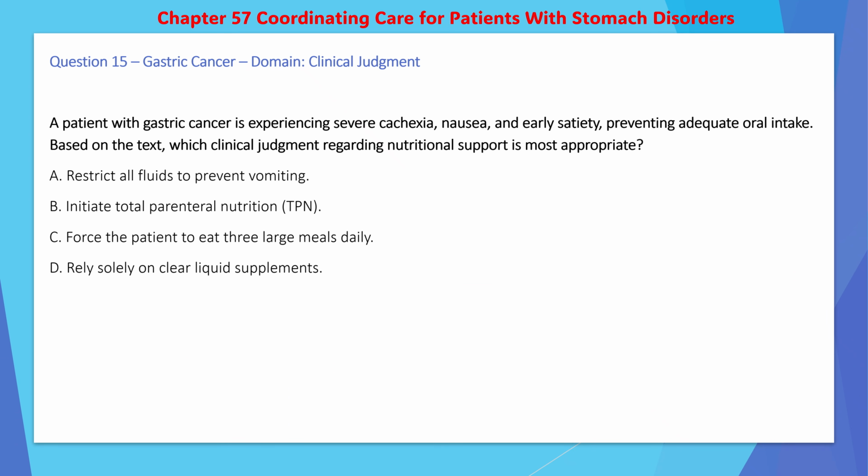In this question 15, gastric cancer, domain clinical judgment. A patient with gastric cancer is experiencing severe cachexia, nausea, and early satiety, preventing adequate oral intake. Which clinical judgment regarding nutritional support is the most appropriate?